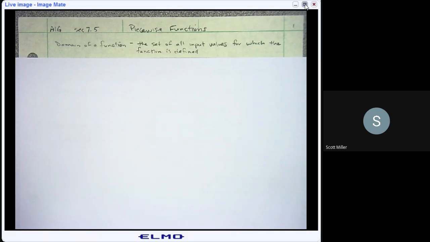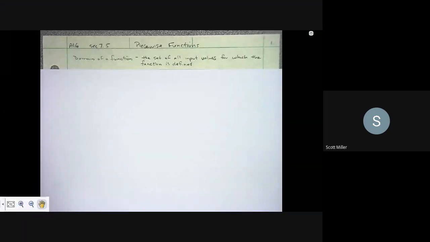Okay, so in this video we're looking at section 7.5, the piecewise function. To start off, we need to go back and revisit the domain of a function. So what is the domain of a function? Well, it's the set of all input values for which the function is defined.